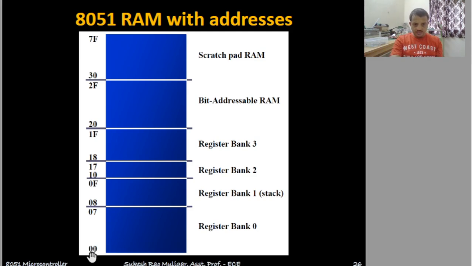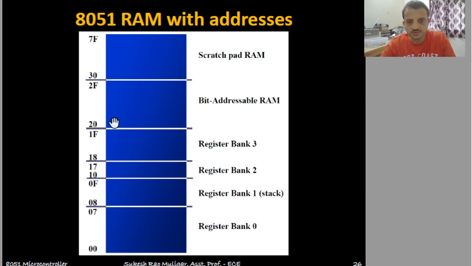See, its starting address 0 till 07 is register bank 0. 08 to 0F is register bank 1. 10 to 17 is register bank 2. 18 to 1F is register bank 3. This completes the 4 banks of the 8051. I will tell you more detail about what this register bank is. Each location is 8 bit, no? So 8 registers are there in each bank. Here 8, another 8, another 8, 8. So totally 32 locations will be here.